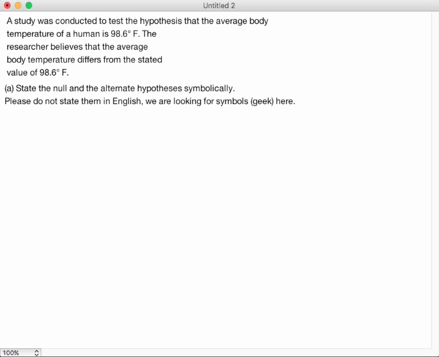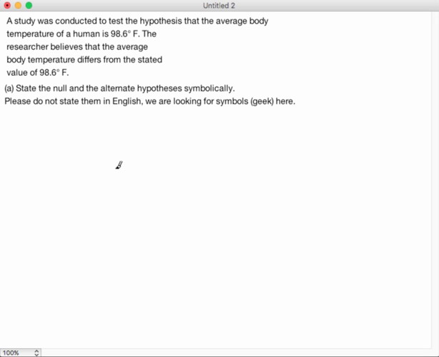Okay, so they want us to state the null and the alternate hypotheses symbolically. In other words, they don't want us to say the average body temperature is 98.6 or the average body temperature is not 98.6. They don't want the null and the alternate written in English. They want it written in geek. They want it symbolically. So let's go ahead and do that.